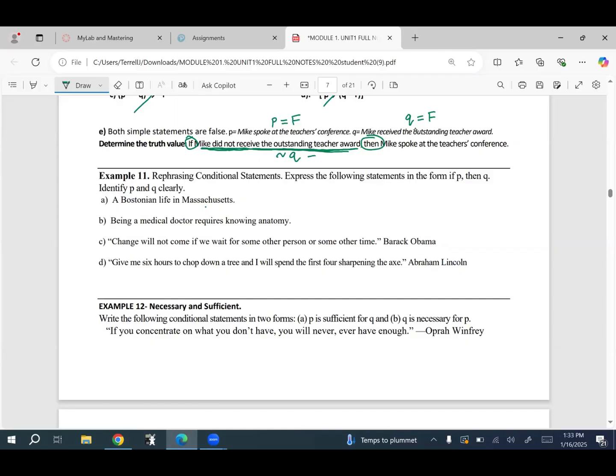Then, remember, this is where I put the symbol for the if-then. Okay, and then it says Mike spoke at the teachers' conference. What would symbolize that? P. That is exactly P. Now what I'm going to do is assign the truth values to them because I actually have them. So what is the negation of Q? What would that be? True, yeah, because Q is false, right? So the opposite of that is true. Then P is false.